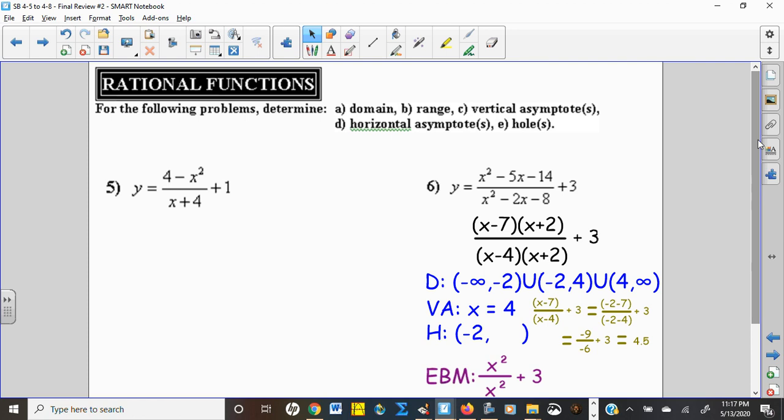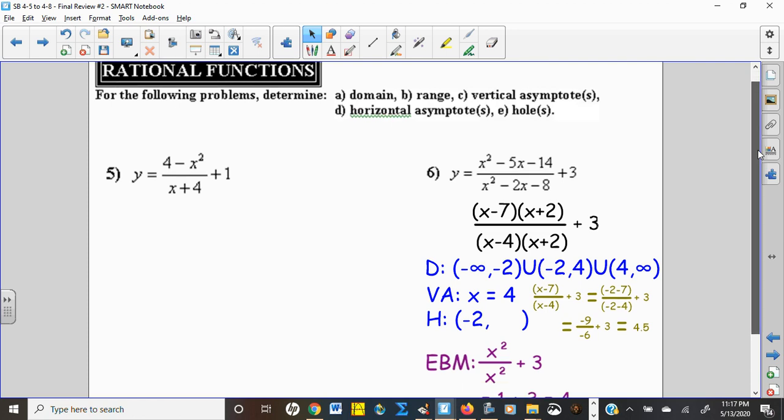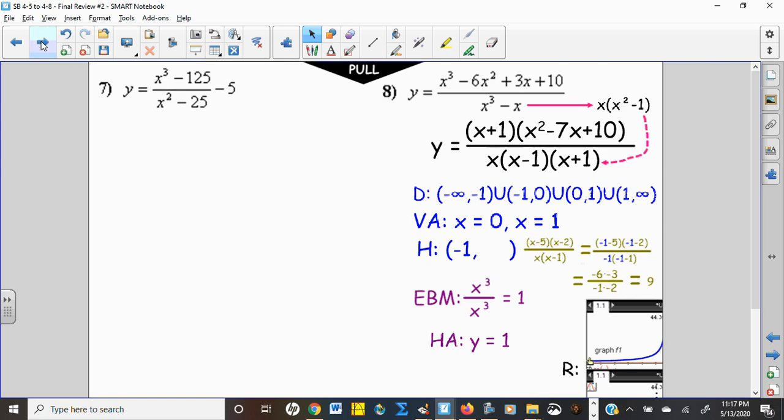There was a question on problem number 8, and I can think of a couple reasons why maybe somebody would ask one. One reason is because the factorization of this top is not an obvious one. It's not a common factor.